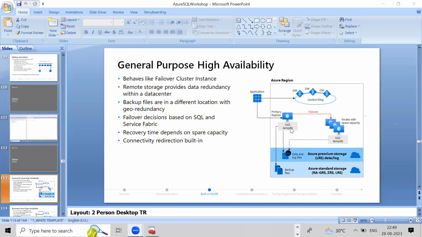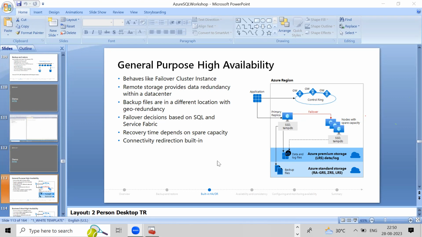This is the internal architecture. It is something similar to our failover cluster instance. That is the first thing that you have to remember. The second thing is remote storage. All the data files and log files are placed remotely. So if something goes wrong with this node, the spare nodes are there, and they will take control of the storage. Only two things you have to remember: failover cluster instance and remote storage.